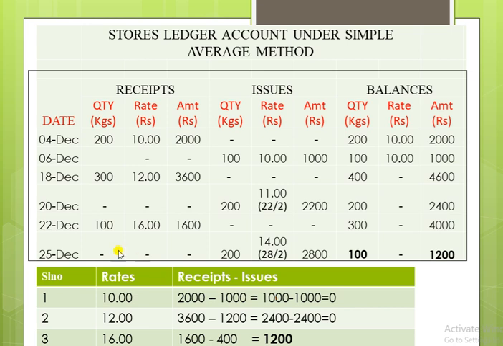Next, we shall move on to the main table or main format, that is 18th December, 300 at rupees 12, at 3600, which I have already told. So the same, you have to add amount plus amount and quantity plus quantity.